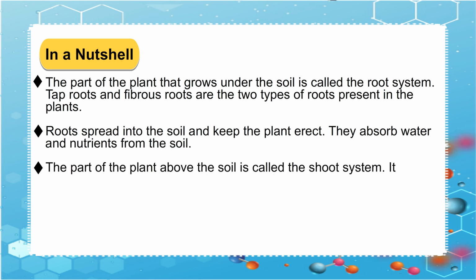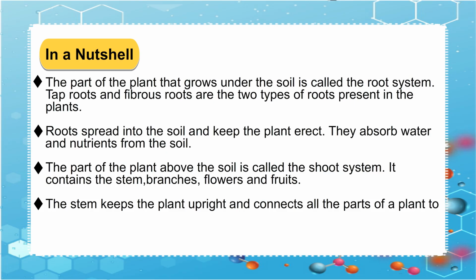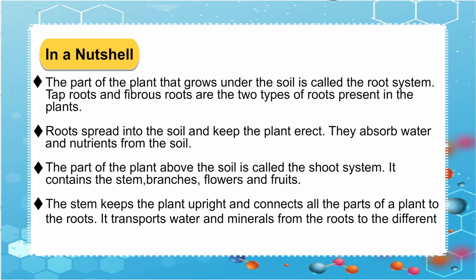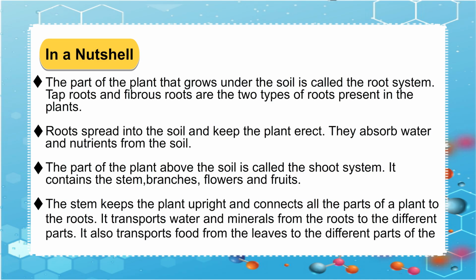The part of the plant above the soil is called the shoot system. It contains the stem, branches, flowers and fruits. The stem keeps the plant upright and connects all the parts of a plant to the roots. It transports water and minerals from the roots to the different parts. It also transports food from the leaves to the different parts of the plant.